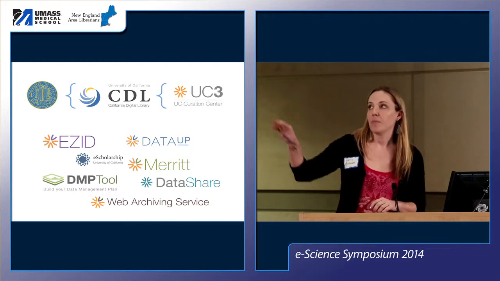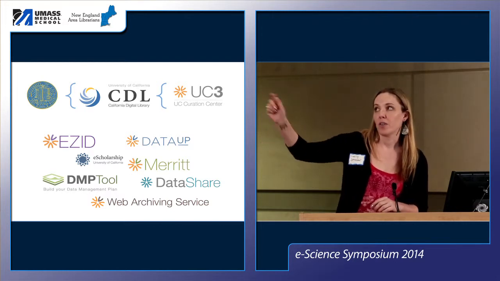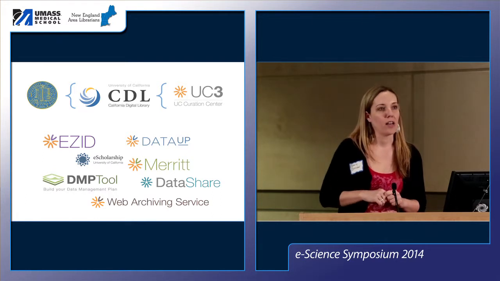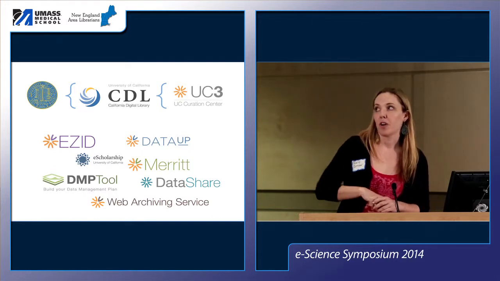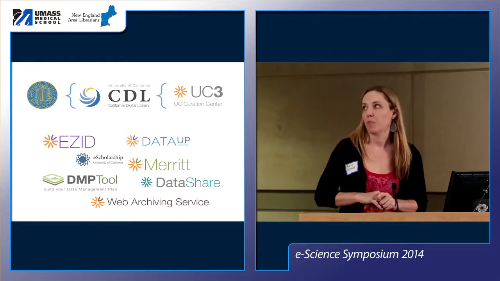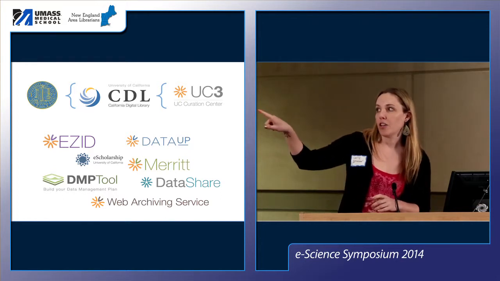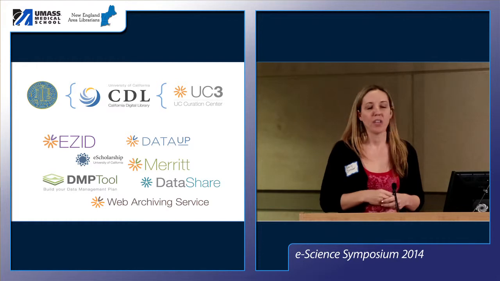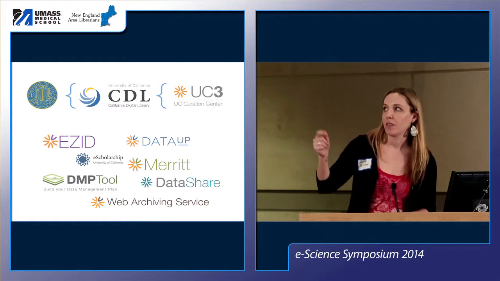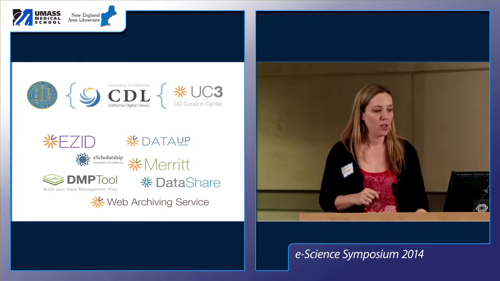EZID is an identifier service, Merritt is our repository for data and other objects, eScholarship is our open access repository for publications. Data Share, you heard about this morning, is going to start morphing into Dash, and we also have a web archiving service. And then today I'm going to talk about the DMP tool.